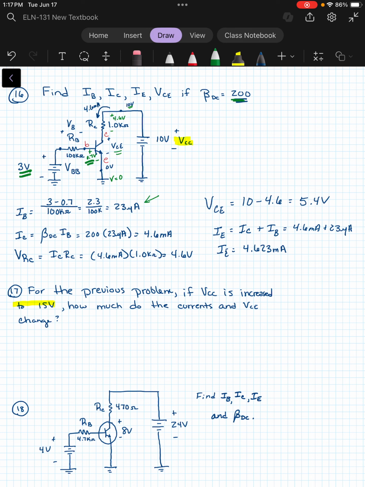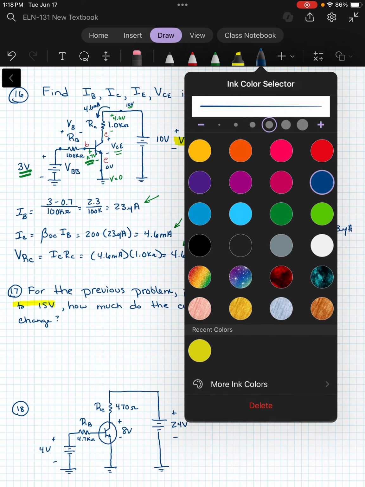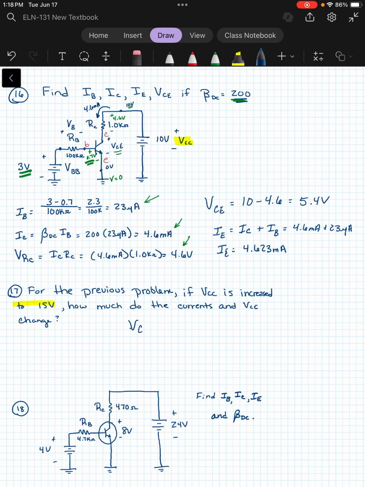That's not different. So IB is not going to change. Also, we used our beta and our IB to find IC. Again, that's not going to change. So we're still going to have our 4.6 milliamps there. And again, that's not going to change the voltage drop across the resistor because the current would have to change for that to change. So what is going to change is VCE. So VCE now would be, instead of 10 minus 4.6, it would be 15 minus 4.6 because we've increased that voltage. So VCE now would be 11.4 volts.